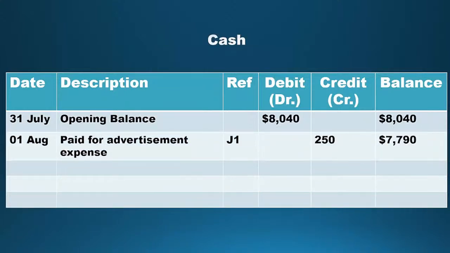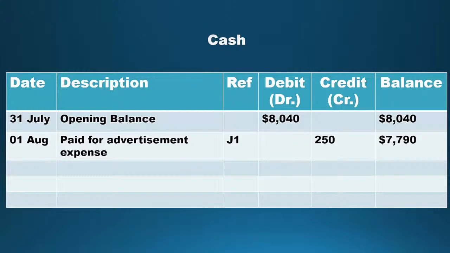Posting to the cash ledger. 1. Date. Write the date of the transaction, August 1. 2. Narrative. Add the narrative. Paid for advertisement expense. This explains what happened from the perspective of the cash account. 3. Reference. Include the journal reference. J1. 4. Amount. Enter the amount $250 in the credit column because cash is decreasing and decreases in assets are recorded as credits. Notice how we updated the running balance in both accounts.